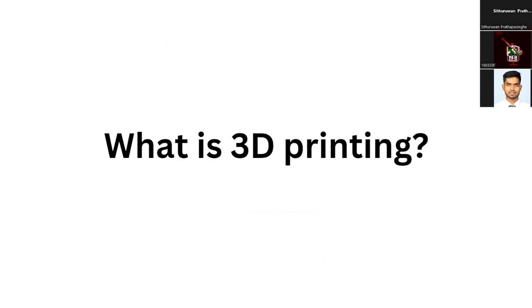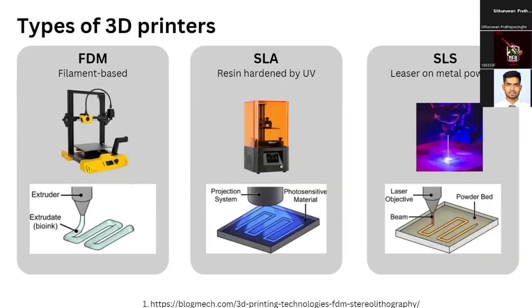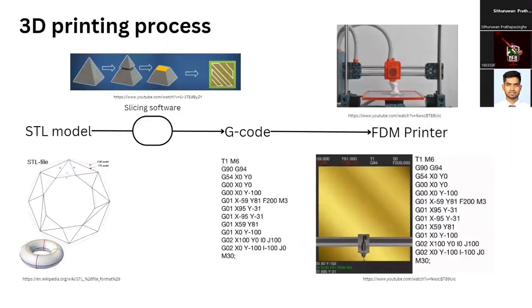The first one is the FDM filament-based 3D printer, which extrudes melted filament through a nozzle. The next one is the resin printer, where UV light is projected on the resin, which is hardened by the patterns created by the projection system. The last one is the laser printer, where metal powder is melted and composed into the structure by a laser beam. Let's look at how the 3D printing process works in general.